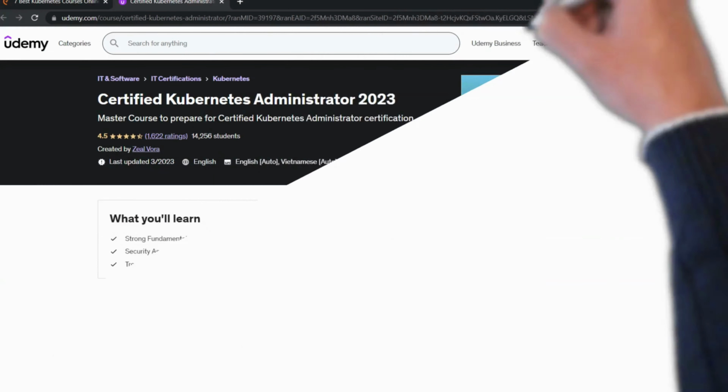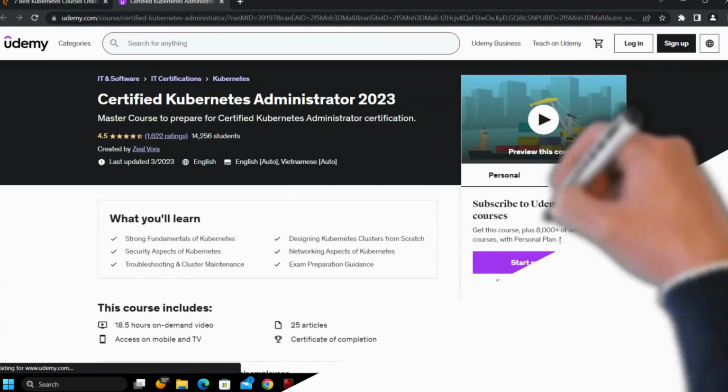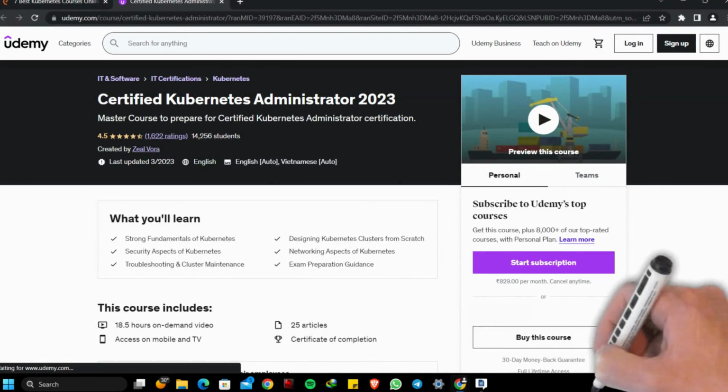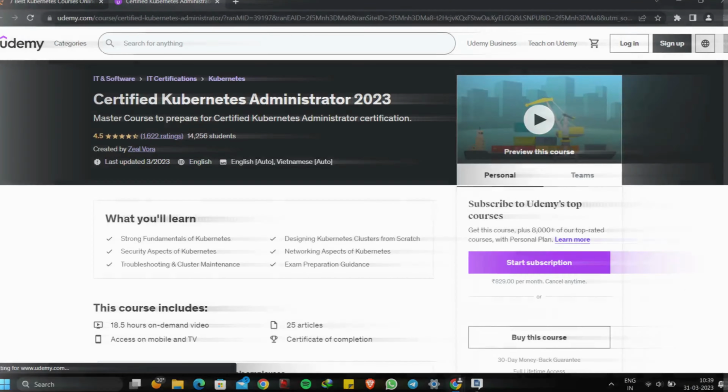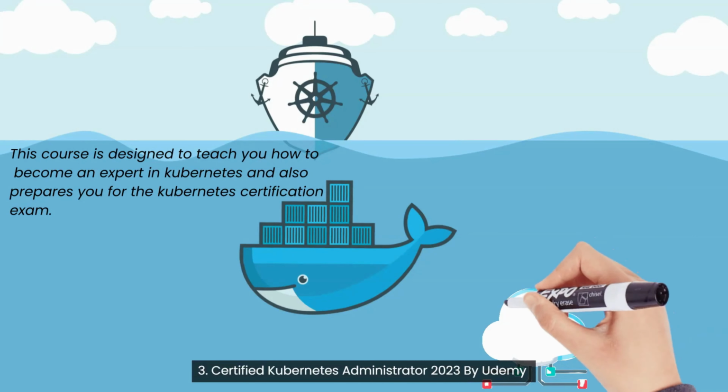Third course, Certified Kubernetes Administrator 2023 by Udemy. This course is designed to teach you how to become an expert in Kubernetes and also prepares you for the Kubernetes certification exam. Topics covered are core concepts, workloads, and scheduling, services and networking, security, storage, cluster architecture, installation, configuration, monitoring, troubleshooting, exam preparation. You will get to study the foundations of Kubernetes.